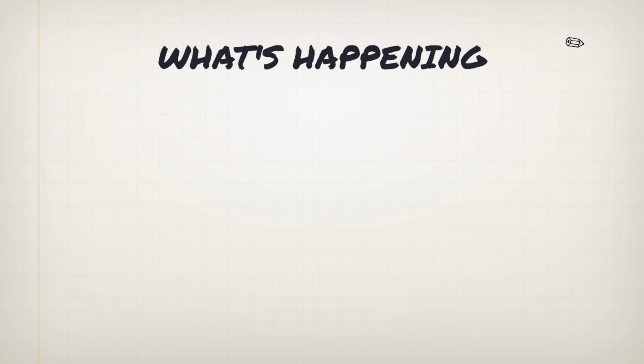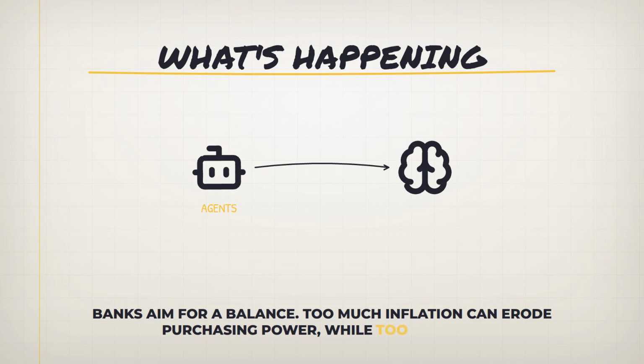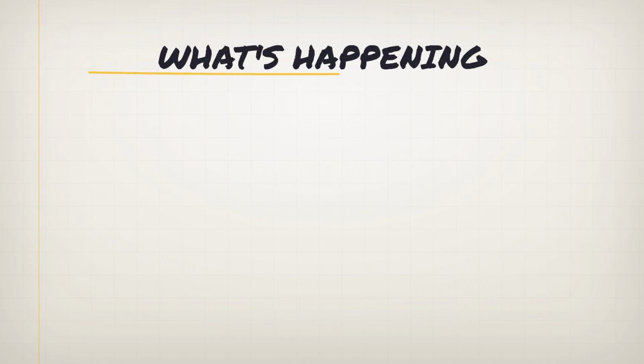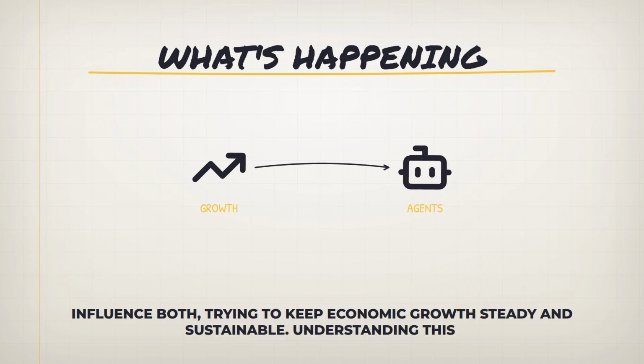Central banks aim for a balance. Too much inflation can erode purchasing power, while too low inflation might signal a sluggish economy. They use interest rates as a lever to influence both, trying to keep economic growth steady and sustainable. Understanding this connection between interest rates and the economy gives you a clearer view of how all the pieces interact.